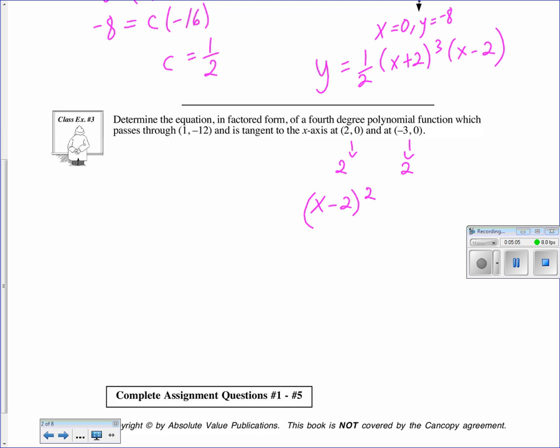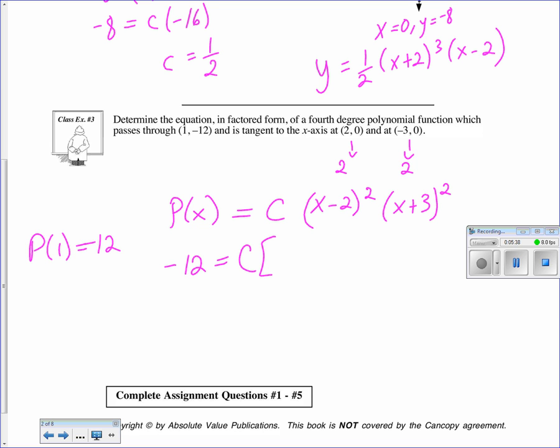And I have a multiplicity of 2 at the x value -3, which is a factor of x plus 3, and that has to be squared. This corresponds to the degree of the polynomial I need, which is 4, and that's going to be times c to be equal to my polynomial. Now, function notation again, it says that p at 1 is equal to -12. So I get to plug in -12 for my p at x, and my x value is 1.